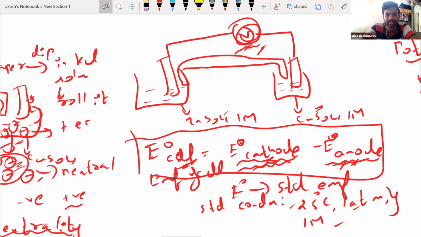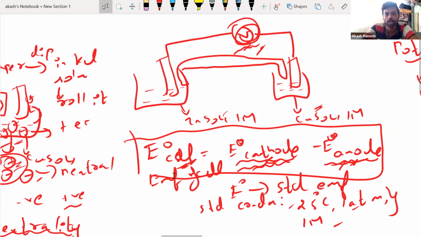So when I say E of the cell, the EMF of the cell is always going to be the cathode potential minus the anode EMF. The cathode EMF minus the anode EMF. Or you can even write it as E_R minus E_L, or again, this is E naught R and E naught L.